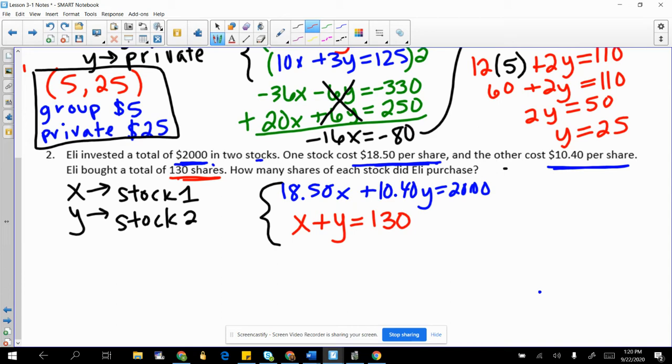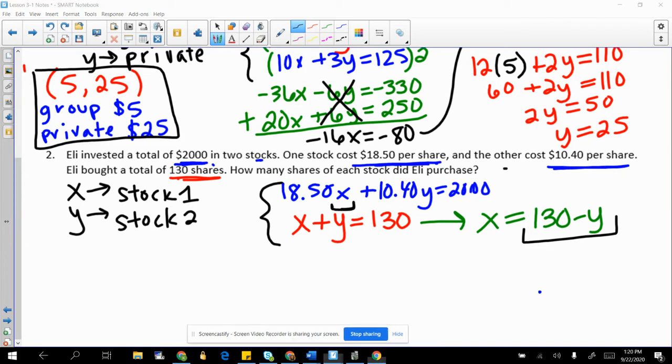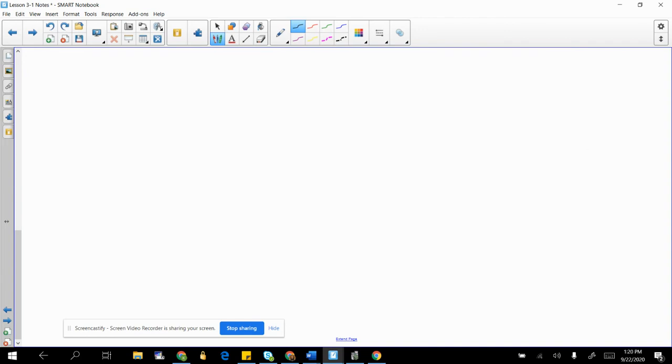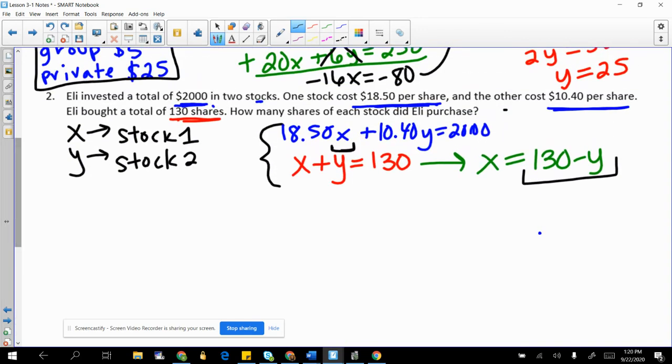Okay, so now that I have my system, I would probably solve this using substitution because I know that I can get my X or my Y on its own pretty easily. So that's what I'm going to go ahead and do. And I would just rewrite this one as, if I subtract over the Y, it could be just X equals 130 minus Y. So now I'm going to take what X equals and I'm going to plug it in for X in the other equation. Okay. So I'm going to extend my page a little bit here so I have room. Okay. So let's go ahead and plug that in now. So 1850.